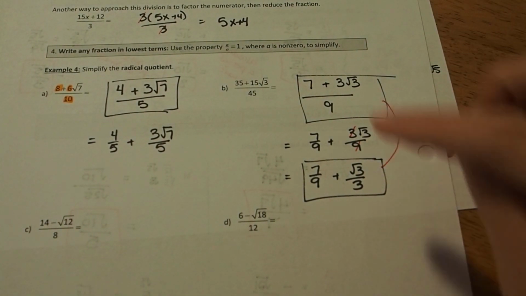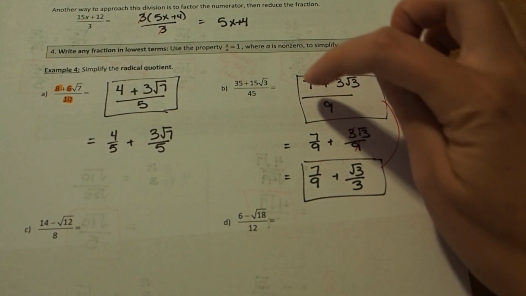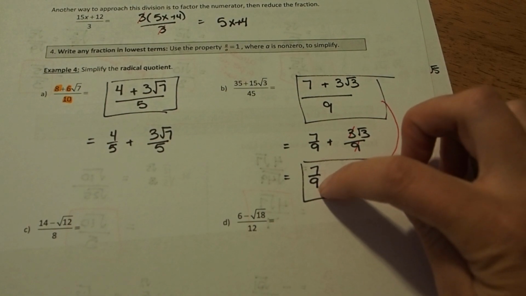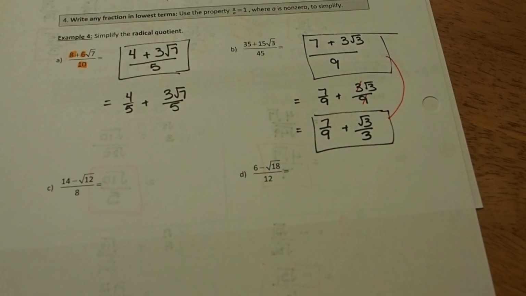What I want to make sure I don't do is reduce the 3 and the 9 in the one big fraction, because this 9 does not also reduce the 7. The 9 needs to stay in the 7's denominator. Two more on this page.